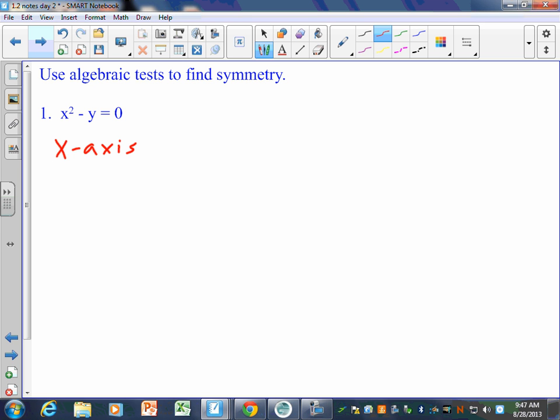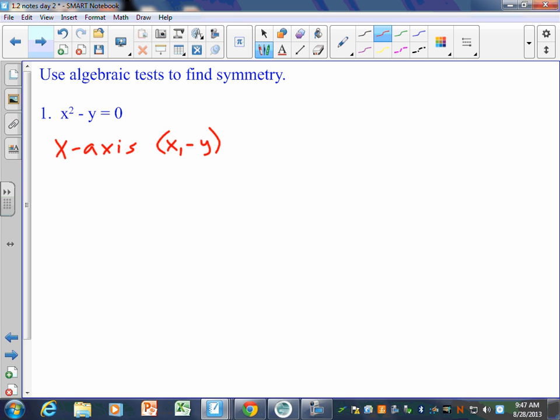I think about my poor teacher grading my paper, and I want to have a lovely paper for her to be able to read and grade. And if I'm testing the x-axis, I know that it's going to flip down. So I'm checking to see if when I plug negative y in and I leave x the same, do I get back the same thing?